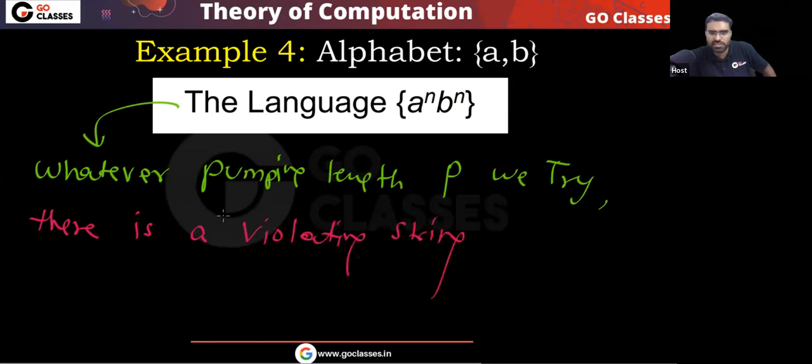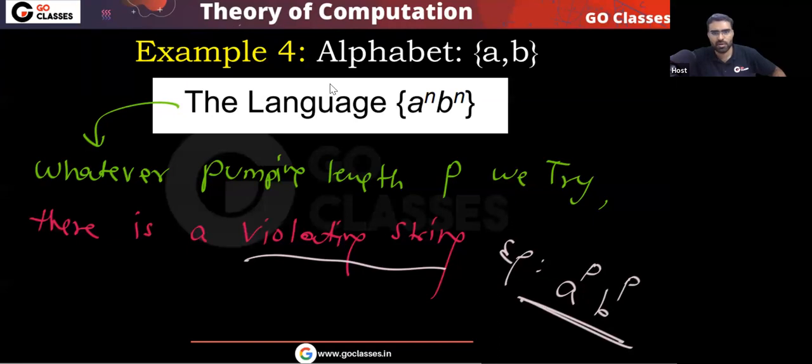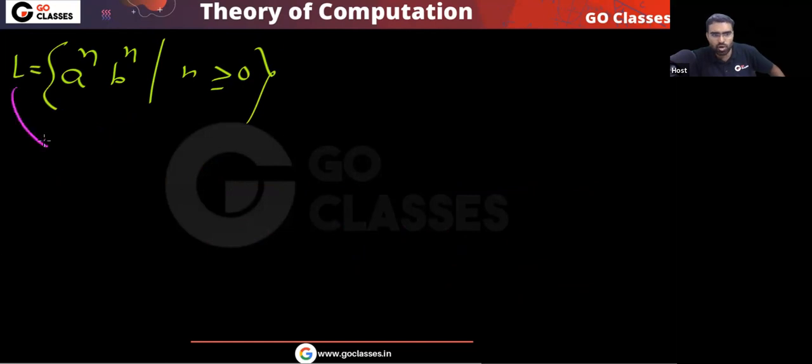For example, this string violates: a power p, b power p. That's it. So now I can say that for this language, there is no magical number. If this language has no magical number, what can you say about it? It means it has failed the pumping lemma.